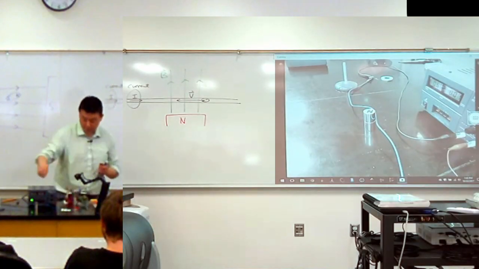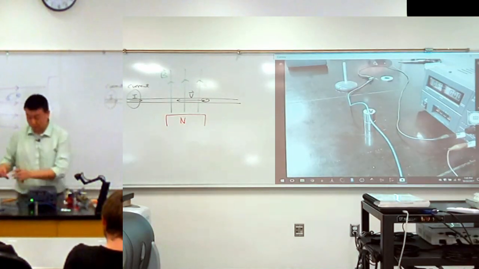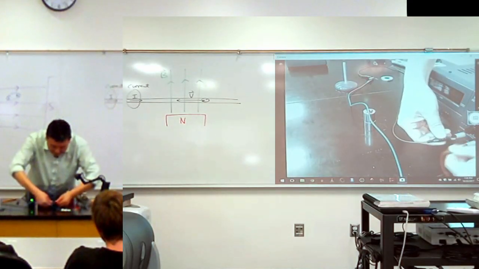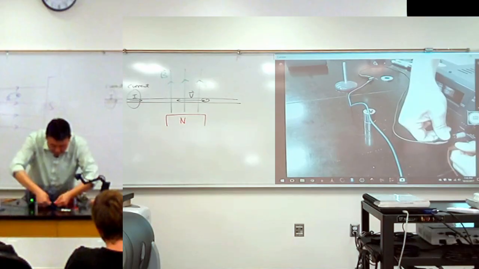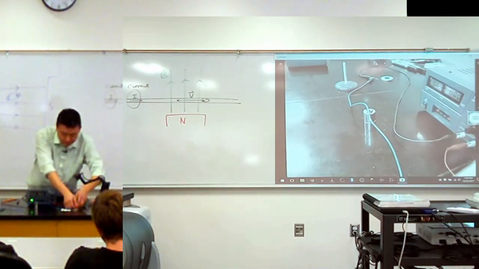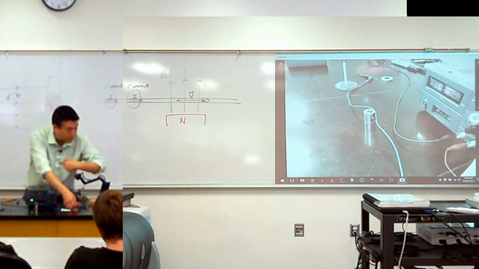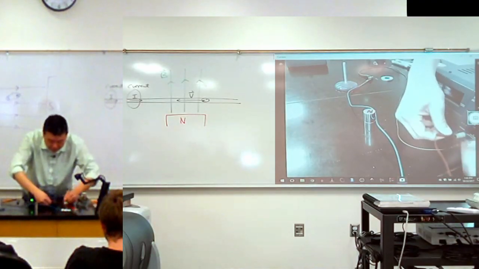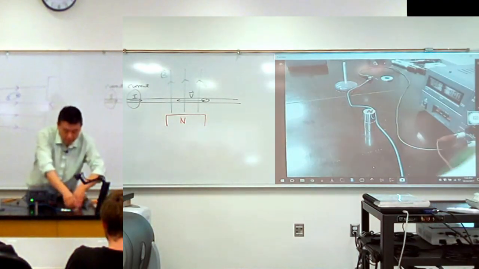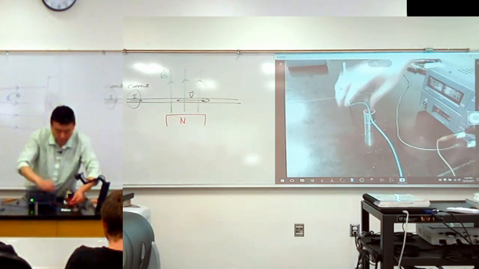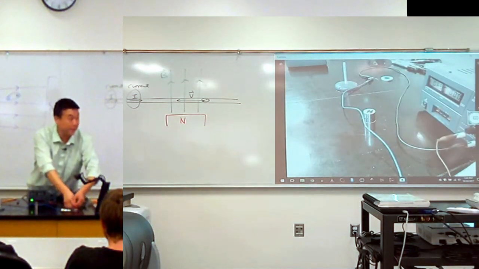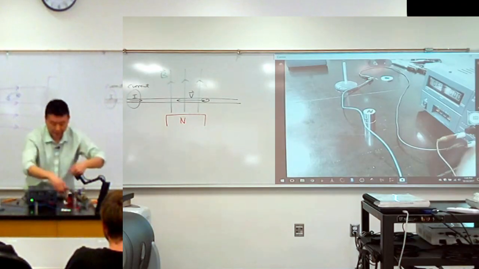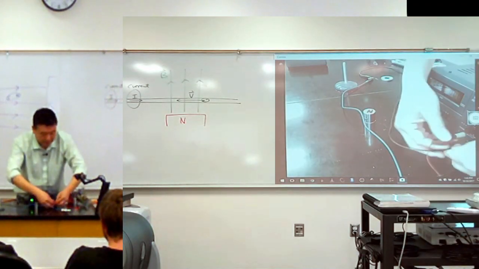In fact, let me do this. I can change the direction of current instead. If I just flip this around here, then I can change the direction. Can someone remember which direction the wire went? Okay, it came towards me, right? So when I flip the direction of current around, then it goes the other way. But in both cases, it goes sideways. It doesn't go up or down.